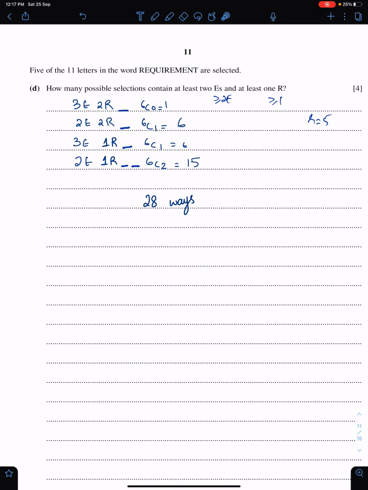So we can have 3 e's with 2 r's. This is the first way. No letter is required from the remaining 6 letters, so 6C0. Now when we have 2 e's with 2 r's, we need one more letter from the remaining 6, so 6C1. When we have 3 e's with 1 r, that is 4 letters, and we need one more letter, so 6C1. Now we need 2 more letters when we are selecting 2 e's with 1 r, so 6C2. So these are the ways, 28 ways altogether to select 5 letters with this restriction.